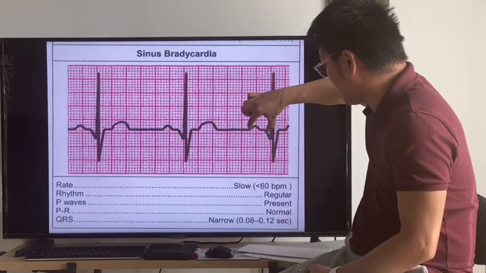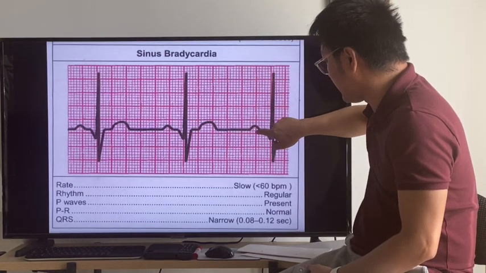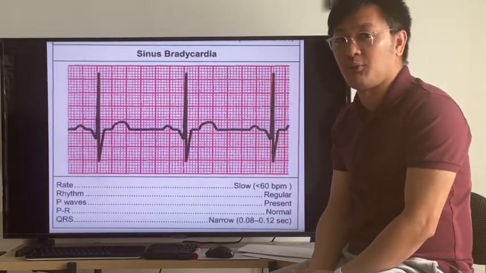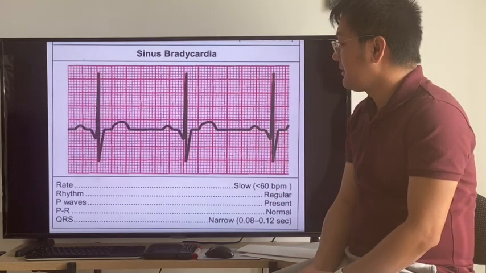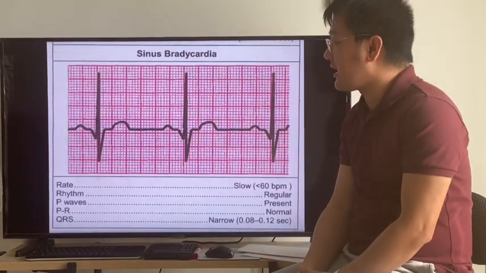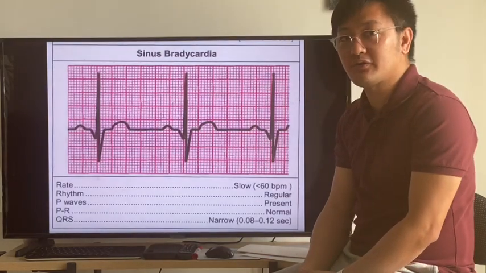1, 2, 3, 4, 5. PR interval. 1, 2, 3, 4, 5. Normal PR interval. 5 small boxes. So again, waves are complete. Heart rate is less than 60. PR interval is normal. Look for the rhythm.